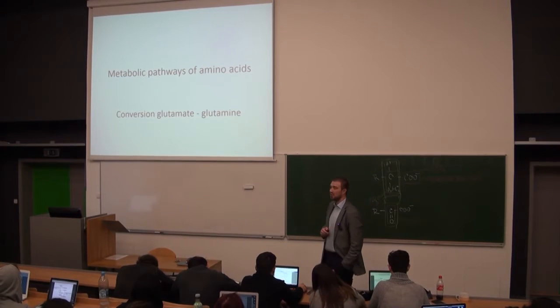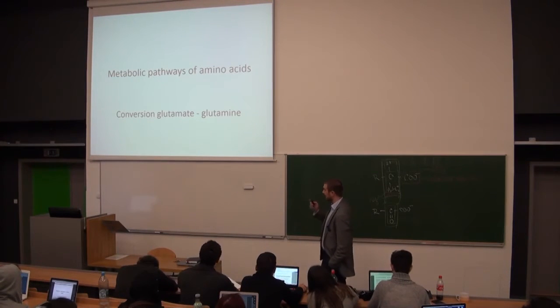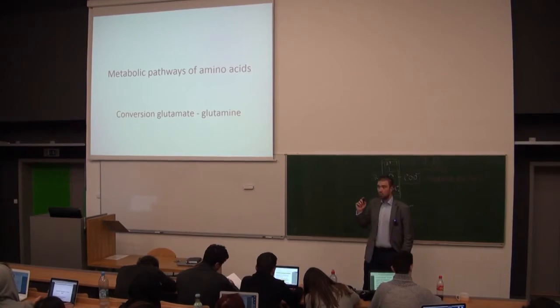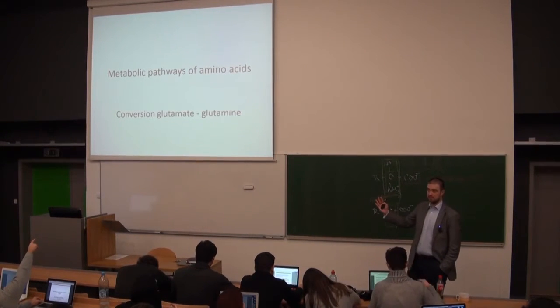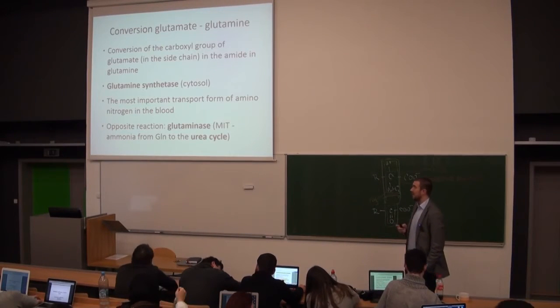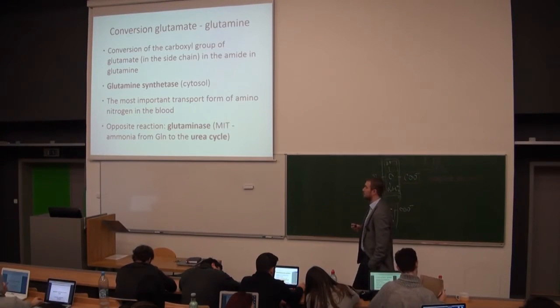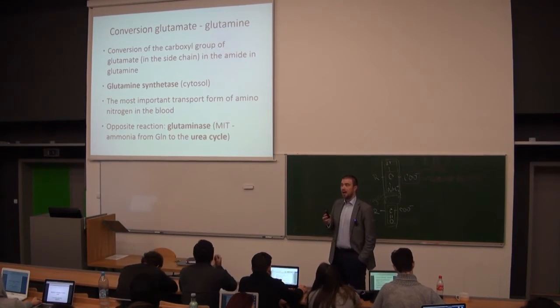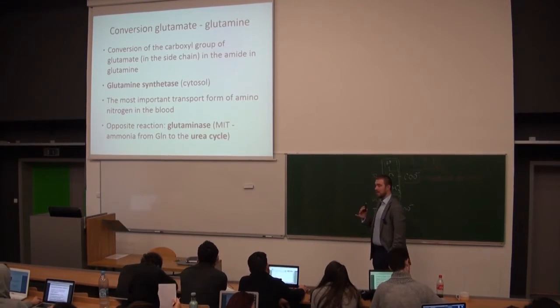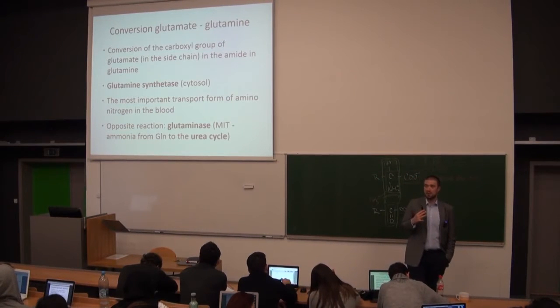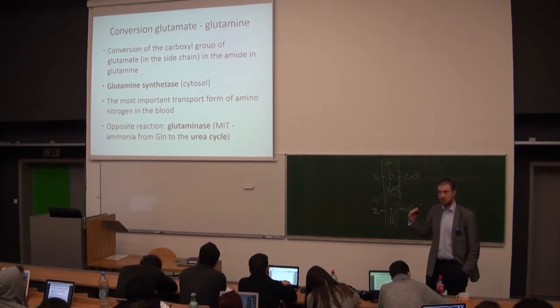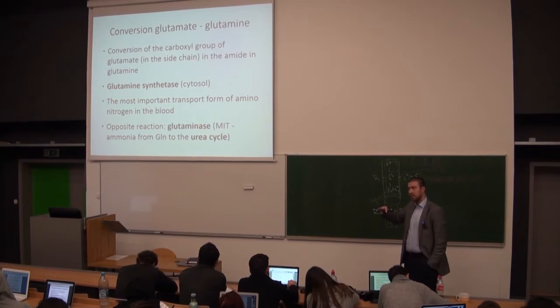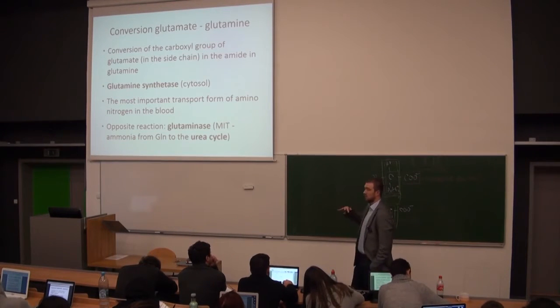Second is the conversion of glutamine and glutamate. We have alpha-ketoglutarate, glutamate, and glutamine. Glutamine is a very important molecule for our body. The problem is that ammonia itself is toxic for our body. I will tell you later, in the second part of the lecture, why ammonia is toxic. Right now, just take the information that ammonia is toxic for our body.